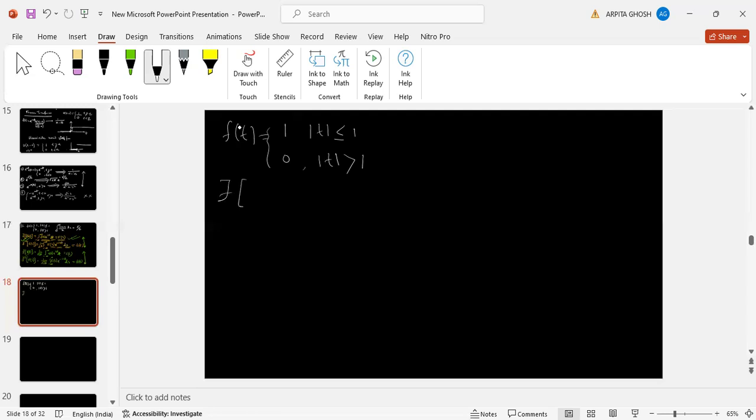Now the Fourier transform of f(t). That is, we are using the first set of formulas. Okay, so the Fourier transform of f(t) is the integral from minus infinity to plus infinity of f(t) into e to the power ist dt.